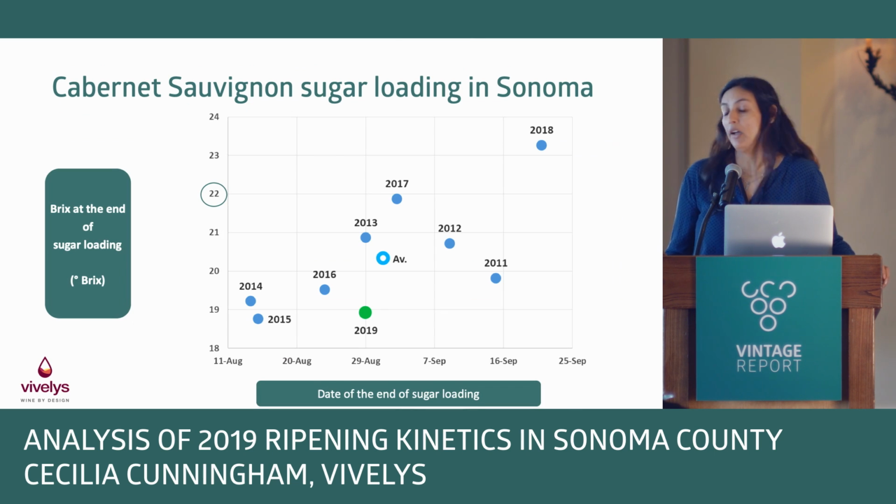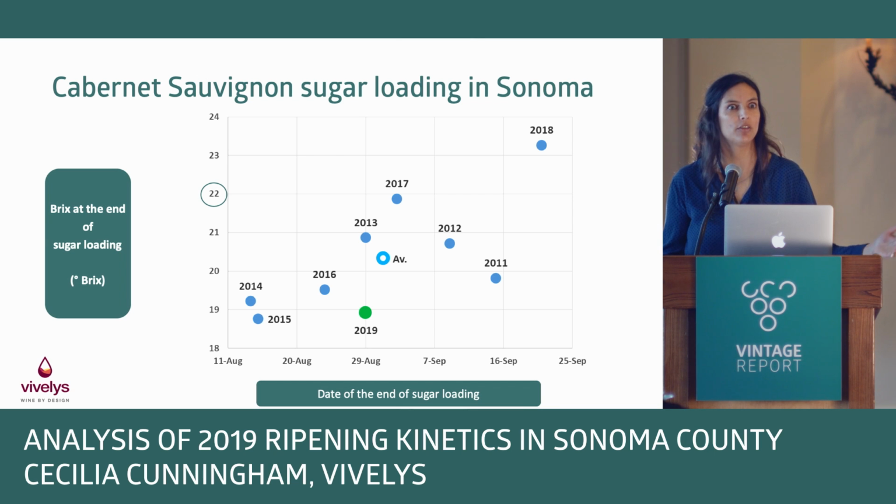Putting together a comparative of the average results of Sonoma of 2019 versus all the other years, we see that in terms of time, we're kind of close to the average of all these 10 years. But in terms of brix, we are reaching a much lower amount of sugar at the end of the sugar load stop. So in terms of quality, it means it's going to be affected.